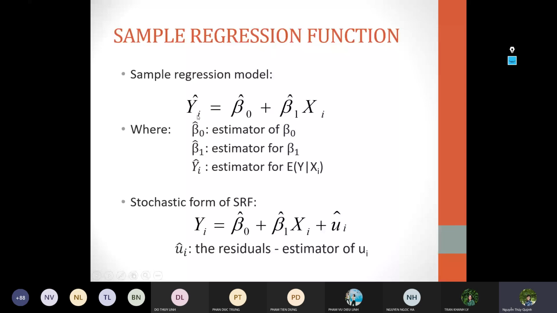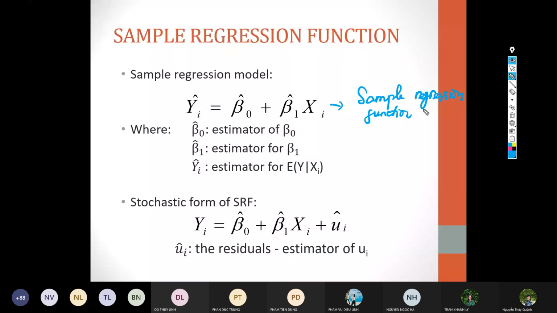Okay, this one is called the sample regression function. All right. Okay, this one is called the estimated value of y or the fitted value of y.